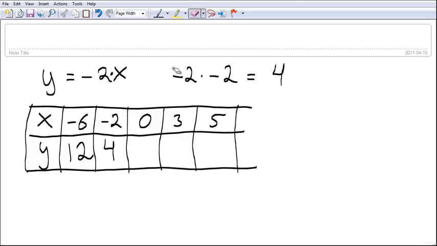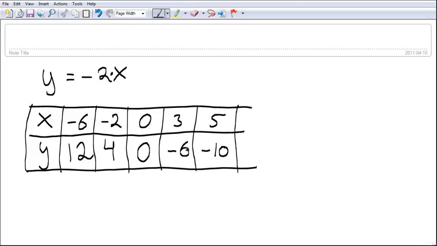So let's do the same thing with these x coordinates. So 0, we put it into the formula here. Minus 2 times 0 is 0. 3, we put it in here. Minus 2 times 3 is minus 6. Minus 2 times, and we have to put in 5 for x. Minus 2 times 5 is minus 10.